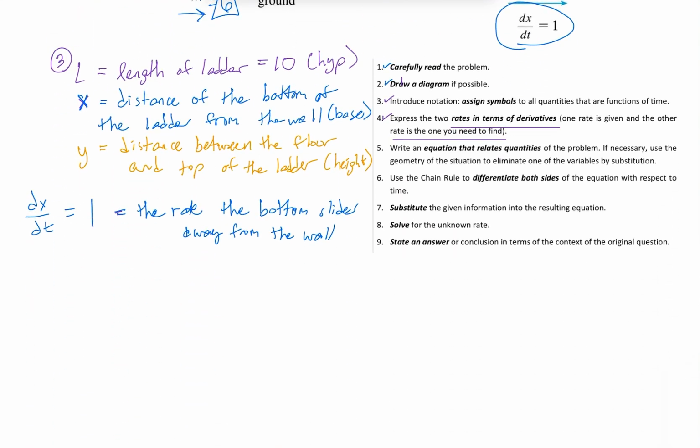And then we're asked to find dy dt. That's the question mark. That's our unknown. That is how fast the top of the ladder slides down the wall.